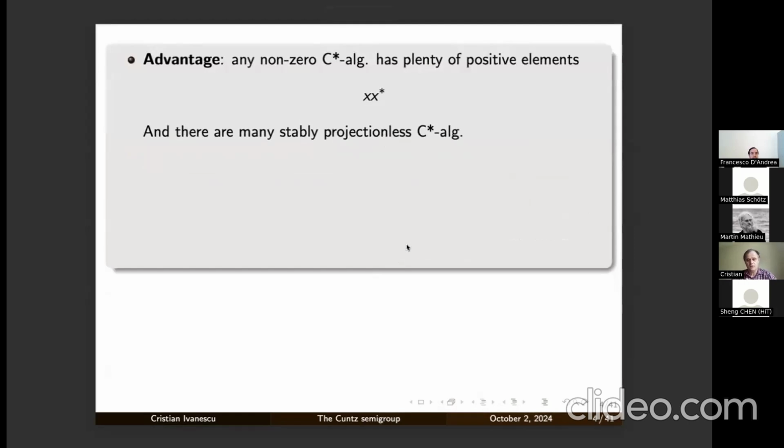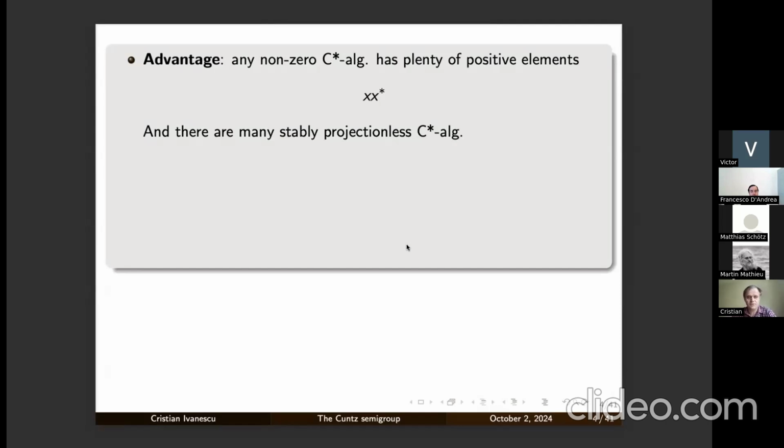So now, when you introduce a new object into the classification theory or in any field, you look for advantages and disadvantages. Now, the main advantage is that if you have a non-zero C*-algebra, then obviously you have plenty of positive elements, right? So the moment you have a non-zero element x, then x*x is a positive element. So the Cuntz semigroup will be non-trivial. On the other hand, we know for K-theory, so I'm trying to use this analogy with K-theory, that there are stably projectionless C*-algebras, algebras with no projections, in which case the K-theory is trivial. It tells you nothing about the algebra.